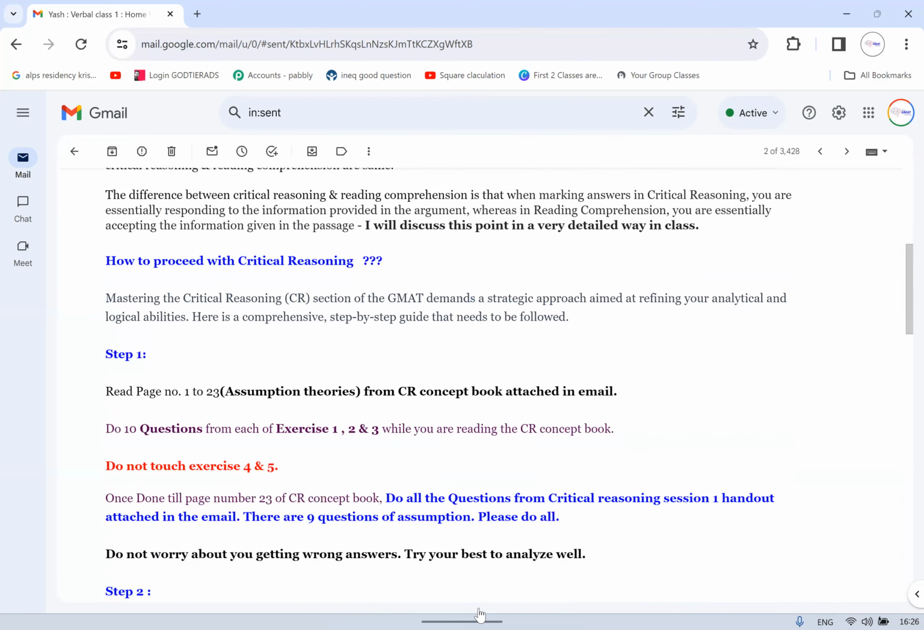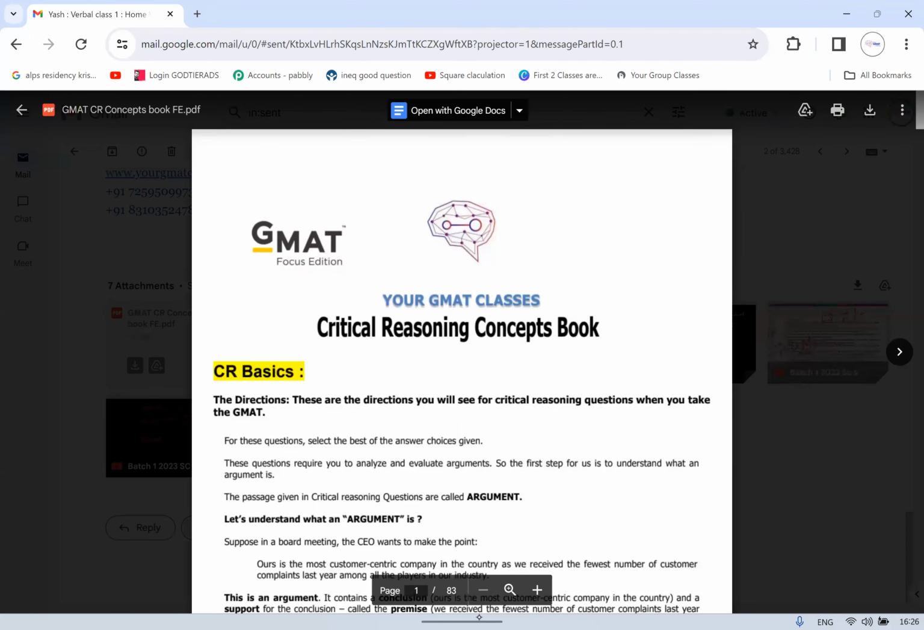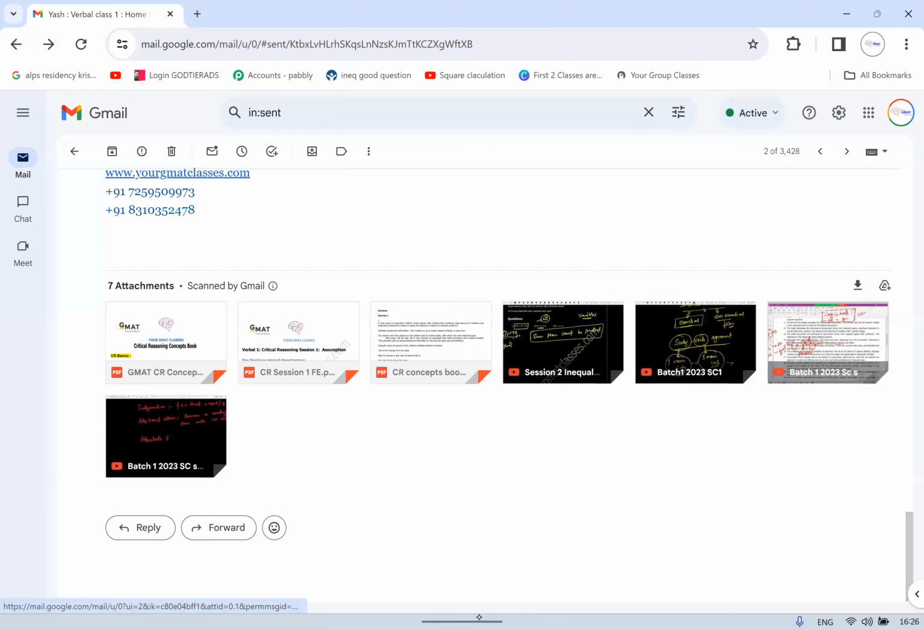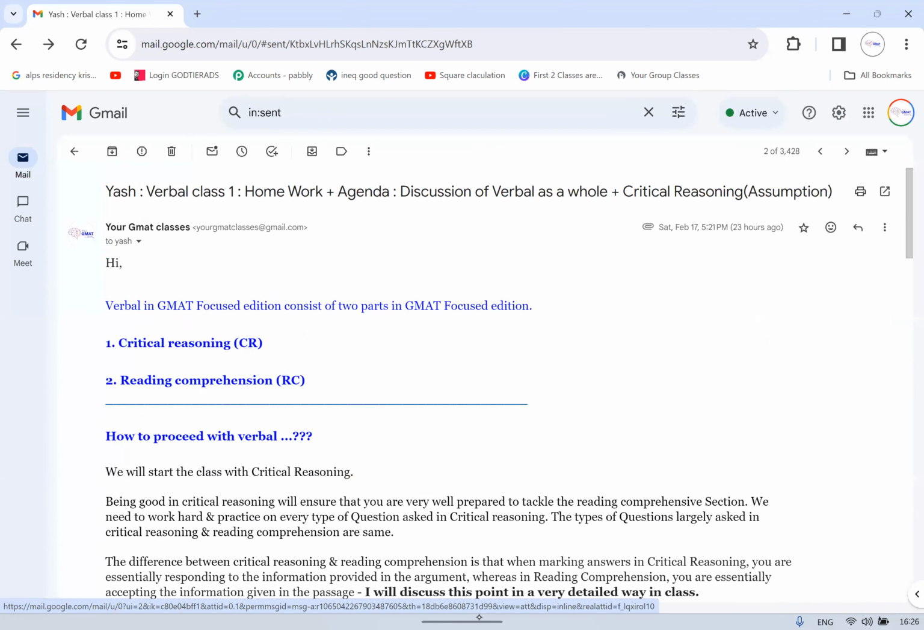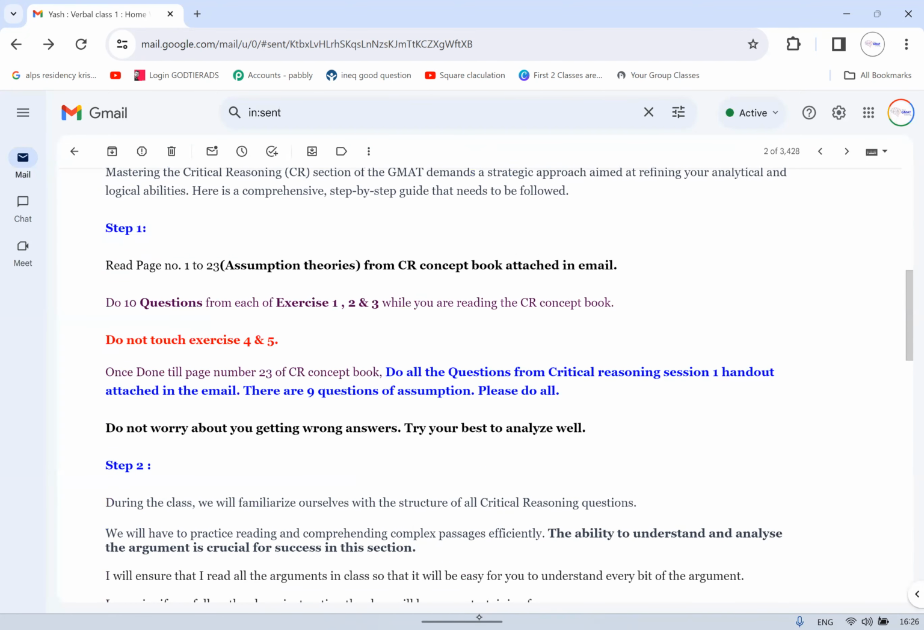I've told you very clearly how you should proceed ahead with critical reasoning. Step number 1, read page number 1 to 23, assumptions theories, from the CR concept book attached in the email. Now this is the place where I've attached a CR concept book. You are supposed to read from page number 1 to 23. That's it. I've written to you over here that you should do 10 questions each from exercise 1, 2, 3 from the CR concept book. Please do that. I've very clearly mentioned it. Do not touch exercise 4 and 5. If you touch them and you go mad about it, I'm not responsible for it. I'll tell you when you have to do all these exercises.